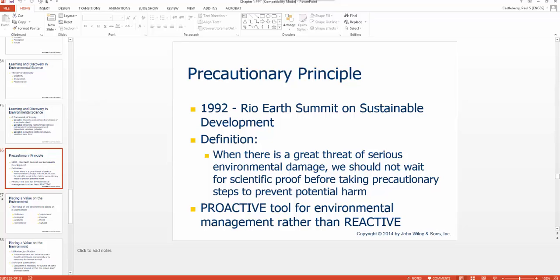We do not have a final say on global climate change at this point. There's still research being done on both sides, but if we use the precautionary principle here, we assume that this is an issue and we need to start taking steps now if you're looking at it in terms of the precautionary principle. In other words, let's be proactive, not reactive.